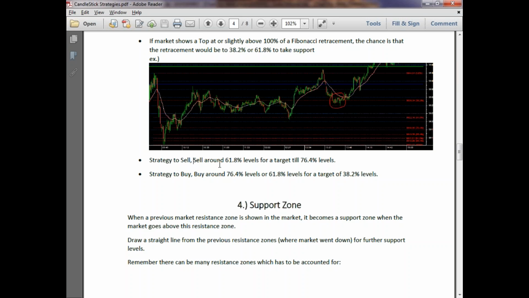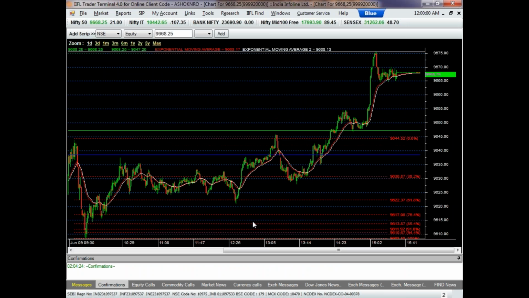Okay, strategy to sell around 61.8% for a target till 76.4%. So if you are selling, what you have to do is, if the market has to go down from these 61.8 levels, look at this, it hit the resistance zone at 61.8 levels. What happened is it came down to 76.4%, a bit lesser than the 76.4% zone. However, it didn't hit the 85.4%. It hit the 61.8, took resistance, and afterwards came back to 76.4%. Usually if it takes resistance at 61.8, it will take support at 76.4, or it may come down to 91% as well.